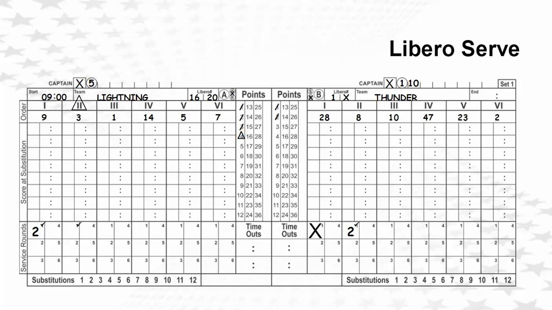The libero serves again, and Lightning wins another rally. So draw a triangle around point 5 in Lightning's points column. The next time the libero serves, Thunder wins the rally, and the Lightning libero's term of service is over. Because Lightning has 5 points in their points column, record the number 5 in the checked box under player number 3 and slash the next point, number 3, in Thunder's points column.